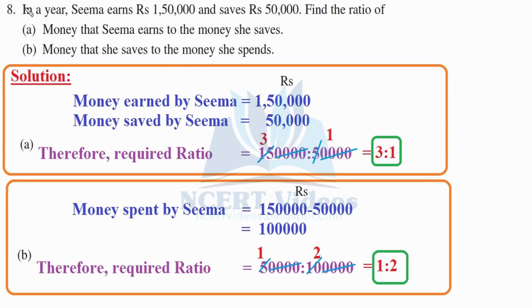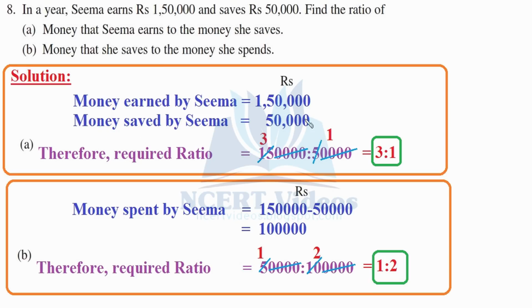Eighth part, in a year, Seema earns rupees 1,50,000 and saves rupees 50,000. Find the ratio of A part, the money that Seema earns, to the money she saves. So the solution is like this. We will do for A part. She earns 1.5 lakh or 1,50,000, and she saves, it is given to us, 50,000 rupees.